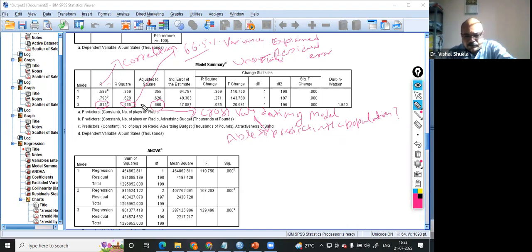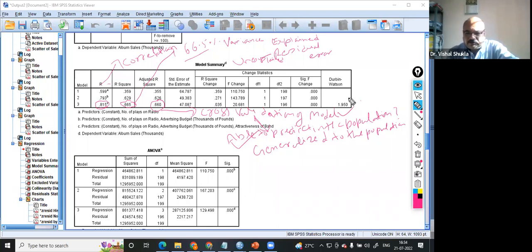So if there is not much difference between R square and adjusted R square, here you can see 0.005 is the difference, the model is cross-validated. It is able to predict in the population. It means the model that you are taking can be generalized to the population. This is the role of adjusted R square. Fine.